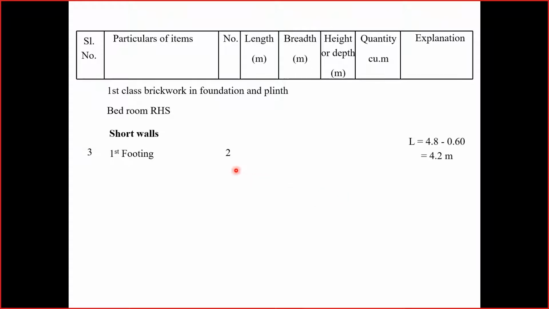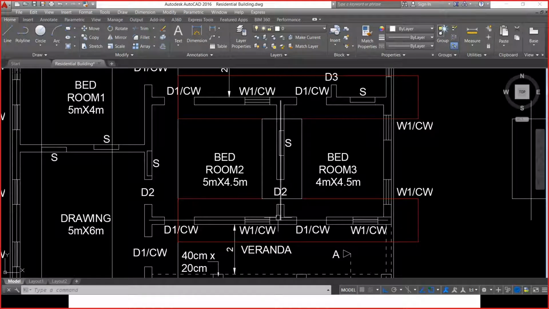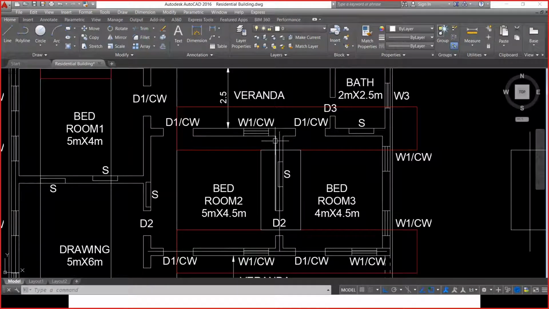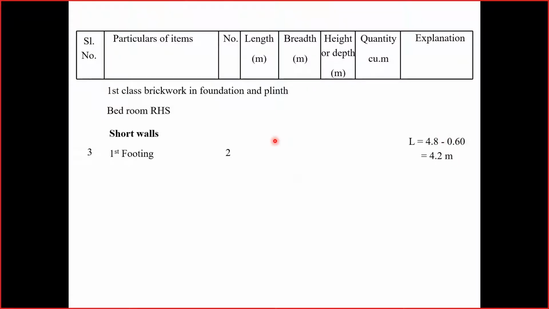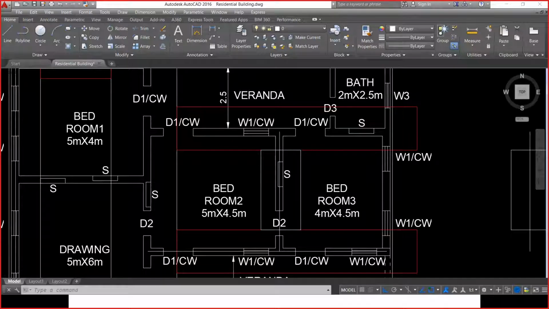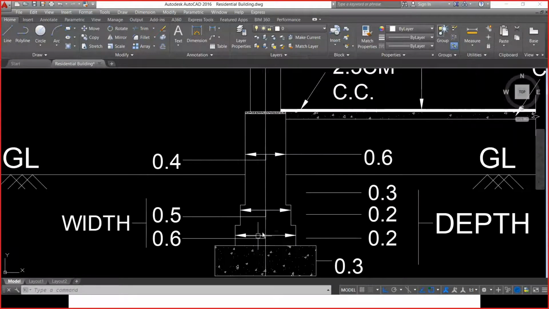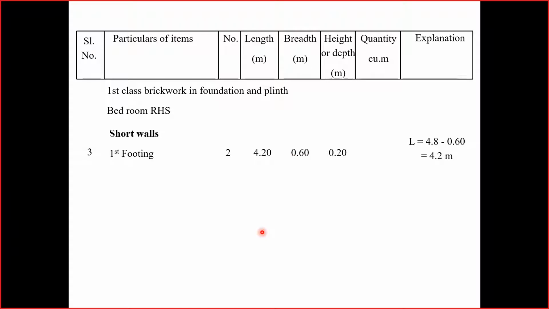This additional portion beyond the areas is nothing but half of the total width of these two rectangles. So the length of center to center distance is 4.8 meter. So 0.6 by 2 at the bottom and 0.6 by 2 at the top. So the total value is 4.2 meters. Moving on, the width is 0.6 meter. Width of the first footing is shown as 0.6 meters, and of course the depth is 0.2 meters, and the total quantity is the product of these things.